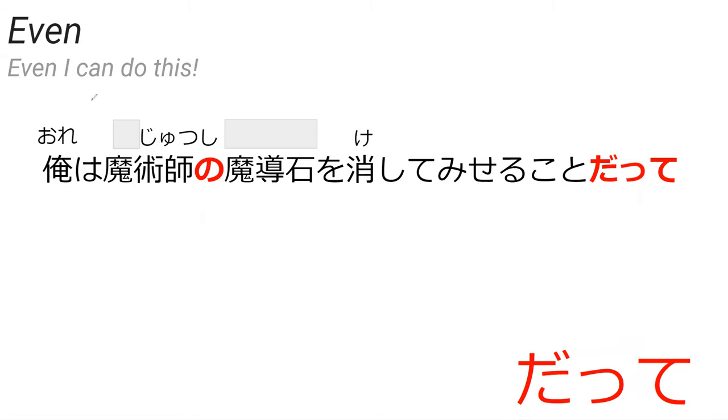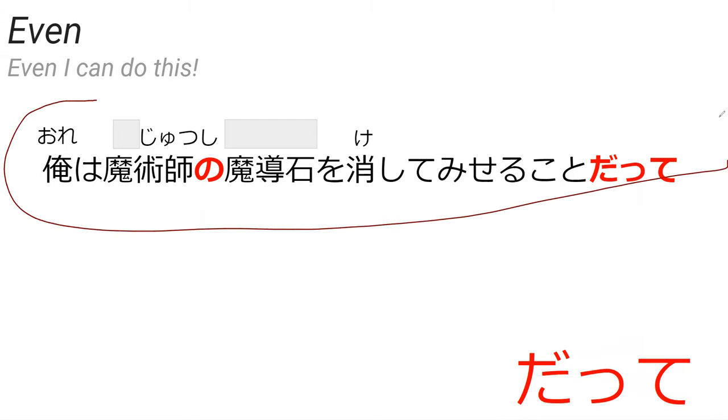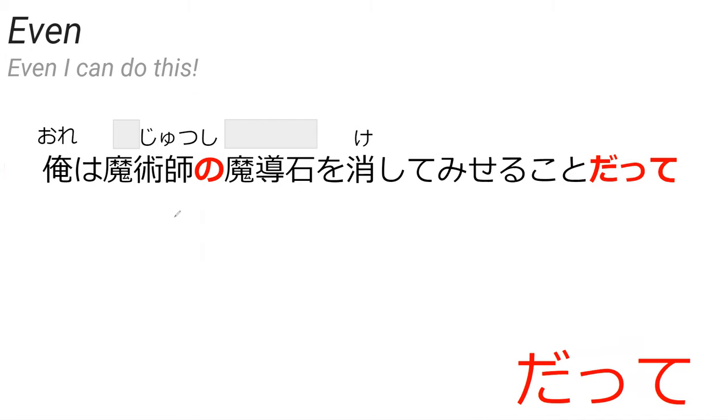Can you do me a favor and read this for me and tell me what you think it means? Majutsushi no madoseki o keshite miseru koto datte. Okay, so the magical stone of the magician, I can make that disappear, right? Well, yes.